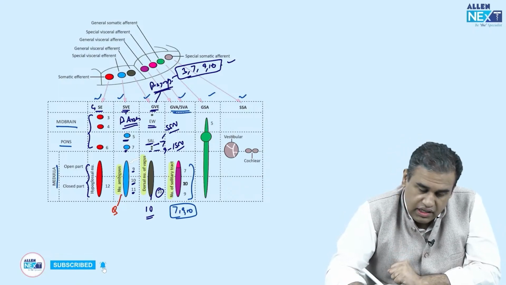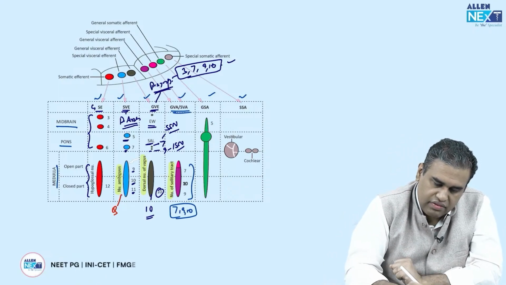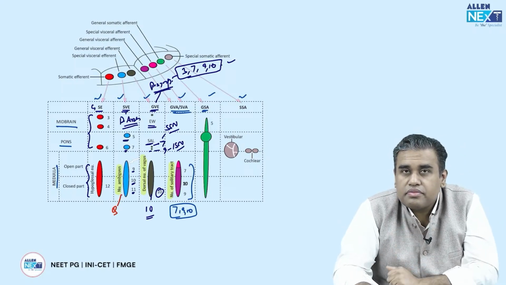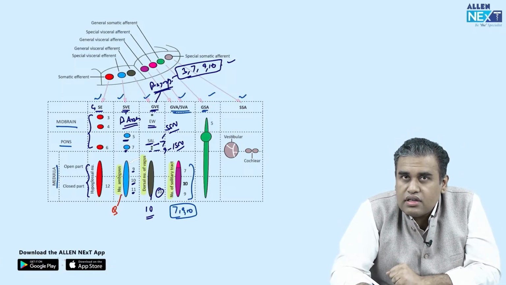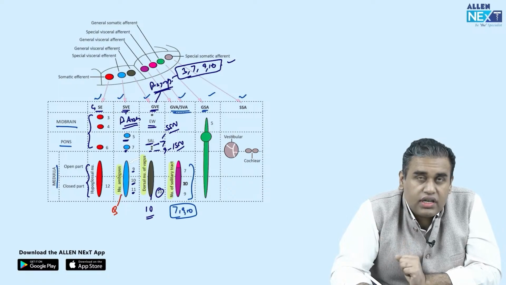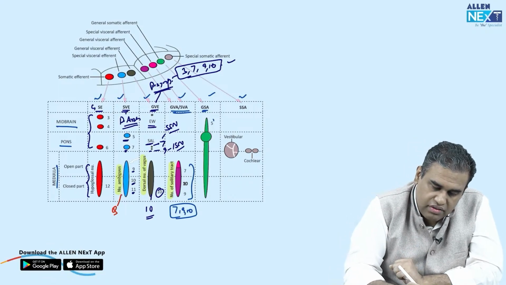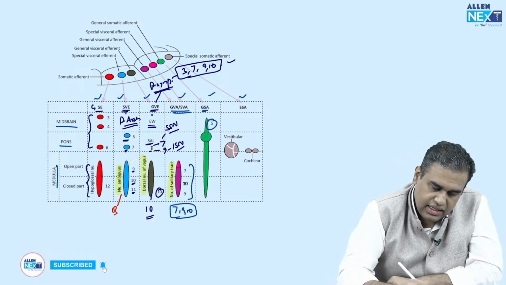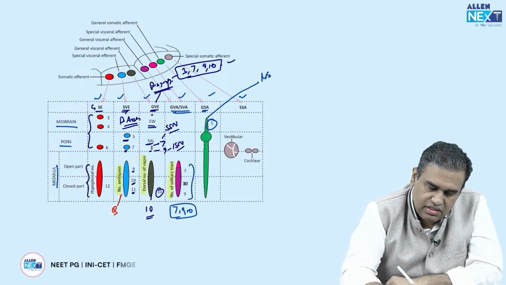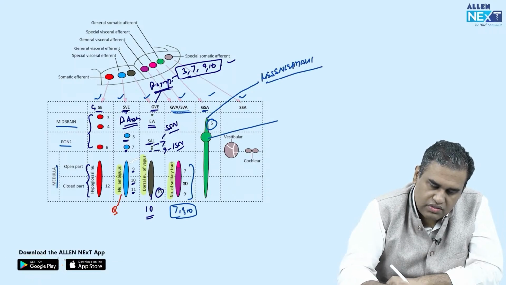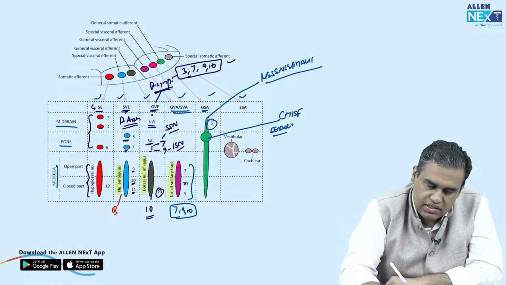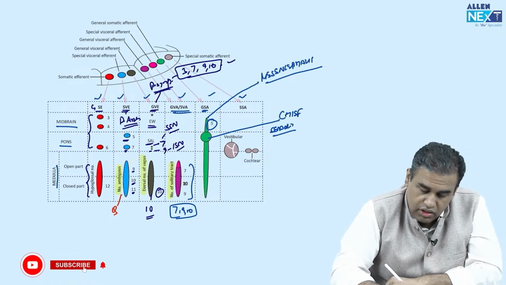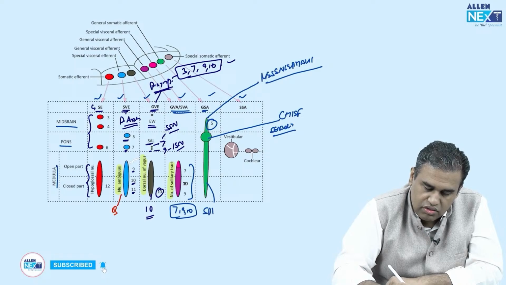That is visceral afferent. Come to the somatic afferent. Now what about somatic afferent? Pain, touch, temperature from the face. Vibration, proprioception from the face. The general somatic afferent is basically the 5th nerve. It has 3 nuclei inside. What are these 3 nuclei? At the level of midbrain, we have the mesencephalic nucleus. At the level of pons, we have the chief sensory nucleus. At the level of medulla, going to the spinal cord, we have the spinal nucleus.